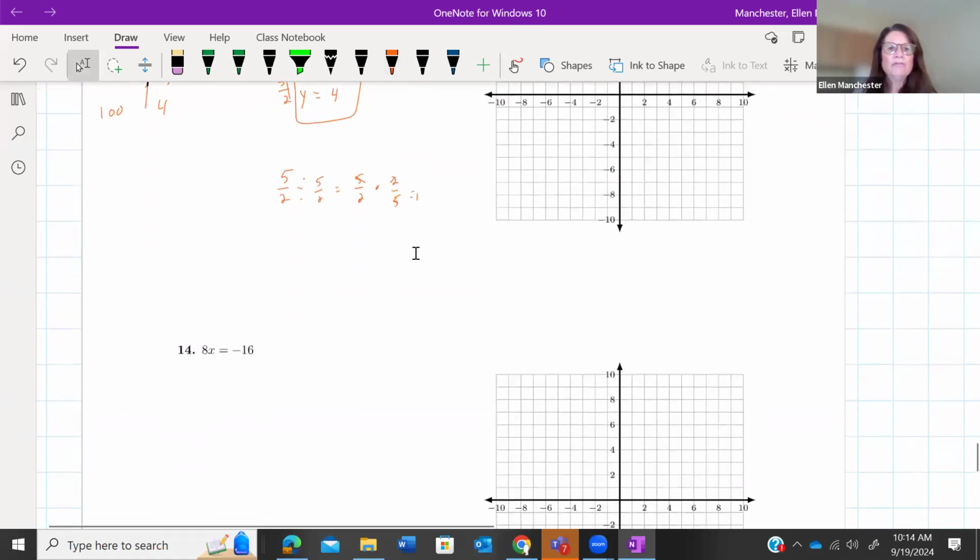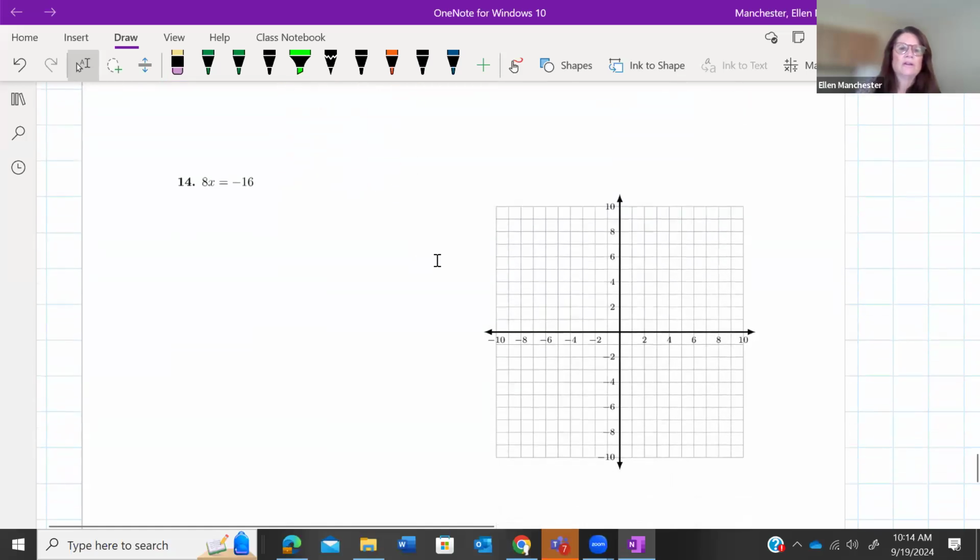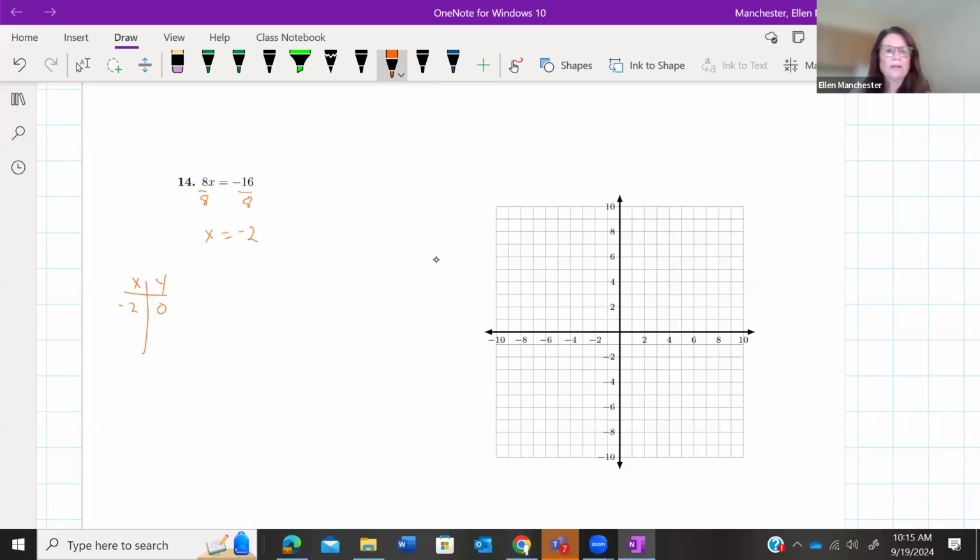And then same thing for 14. So 14, notice, it's the little details in math that you have to really pay attention to. So if you notice, there's only an x. It's like, okay, I can solve for x. I'm going to divide both sides by 8. And I get x equals -2. So same idea. If x is -2, y can be anything. Doesn't matter. X is always going to be -2.